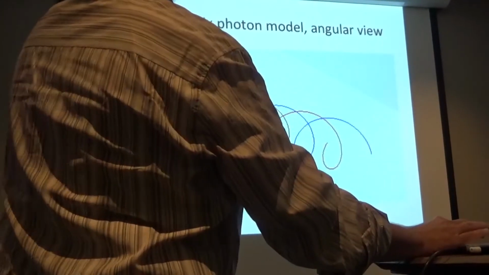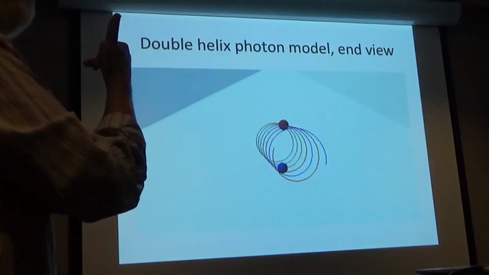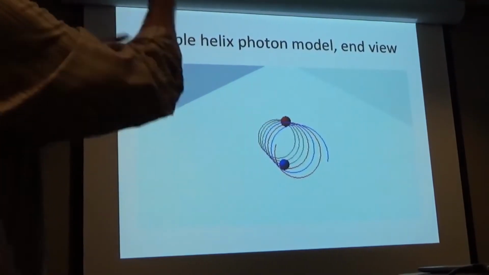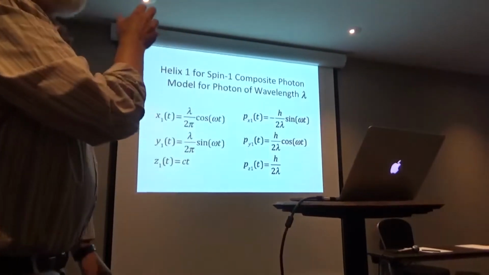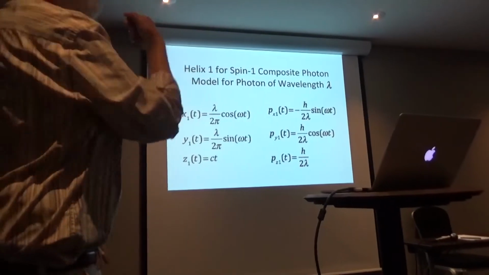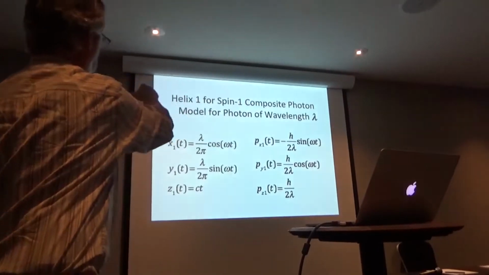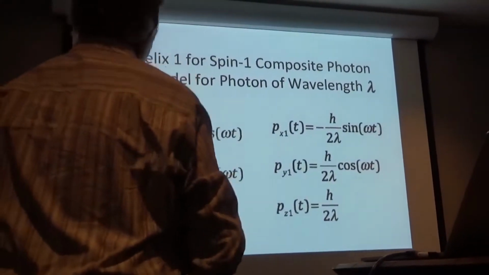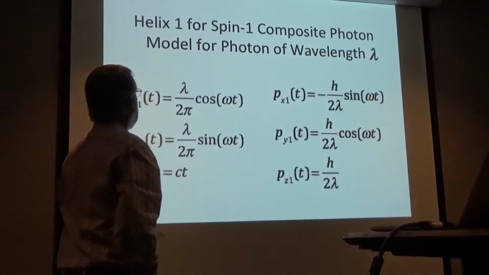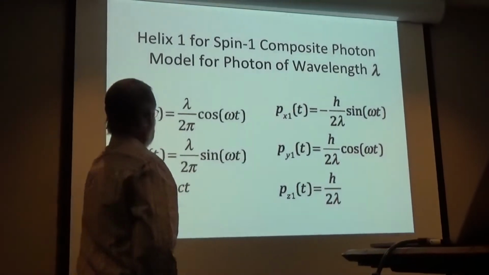And this is sort of an angle view, and this is sort of head-on, but this is a spin 1 photon as seen from the front, made of the two particles sort of looking like this. Okay. These are just the equations for each one of the half photons. The position and the momentum coordinates. X and Y are the transverse coordinates, and Z is the longitudinal coordinate. You can see that the amplitude is lambda over 2 pi for each of the half photons. And it's moving forward at the speed of light.